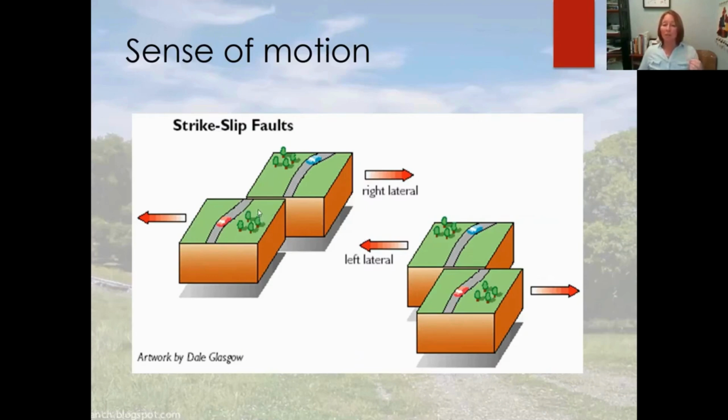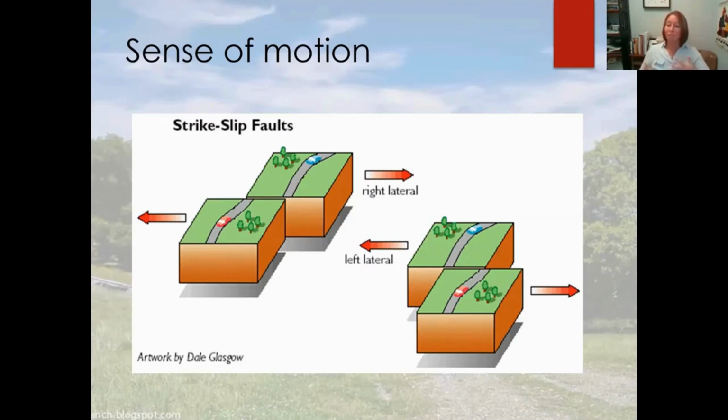The way we determine if something is right lateral, or on the right side of the diagram, they're showing you left lateral, is to pick one side of the fault. Say you're in the red car, and you're looking across the fault. Which way has the other side of the fault moved relative to you? I think you'll see that the road has moved to your right. So it doesn't matter which perspective you're in. If you're in the blue car and you look across the fault, it's still moved to your right. That makes this a right lateral fault. Likewise, down here, if you're in the red car and you look across, the other side has moved to your left. Does that make sense?